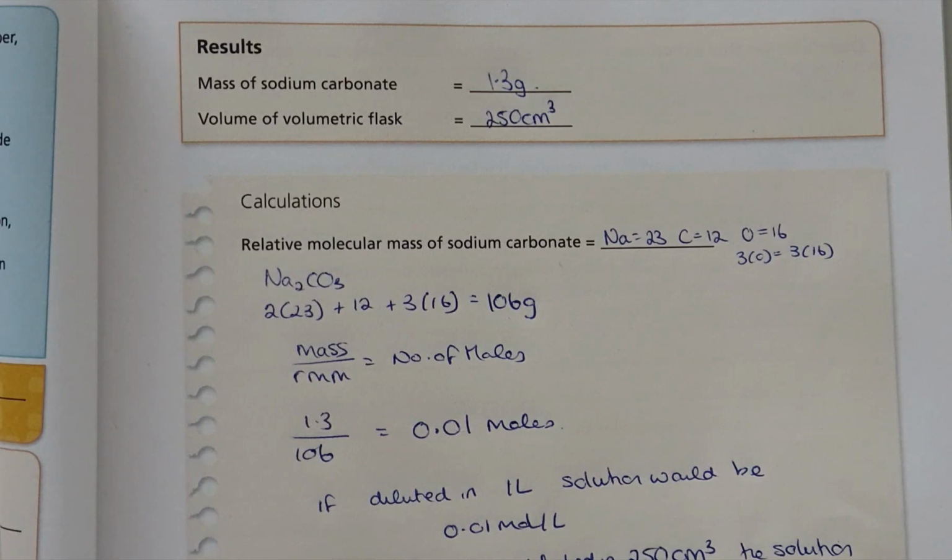So the first thing we can work out, as it says in the workbook, is the relative molecular mass of the sodium carbonate. So you're going to go to your periodic table and find the relative atomic masses for those elements. So I have them there. Sodium is 23, carbon is 12, and oxygen is 16.